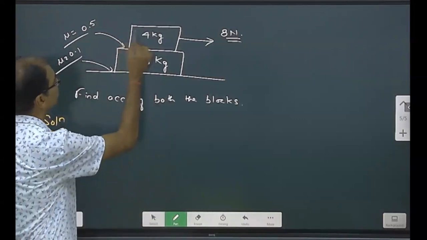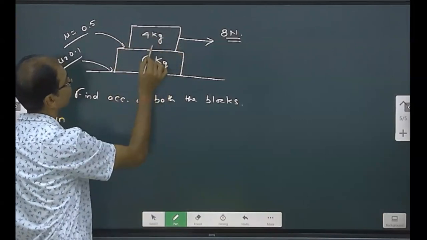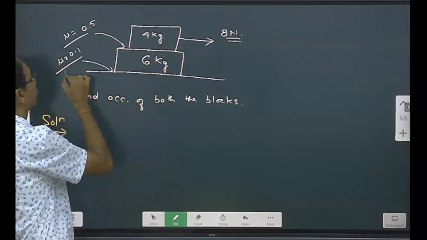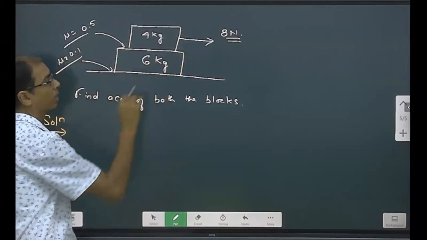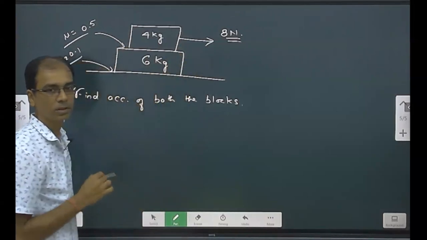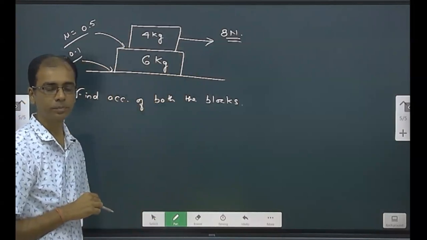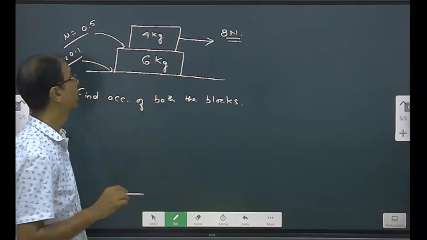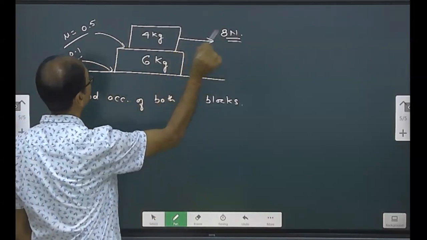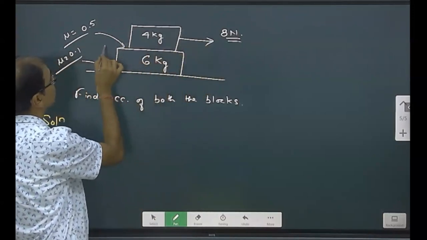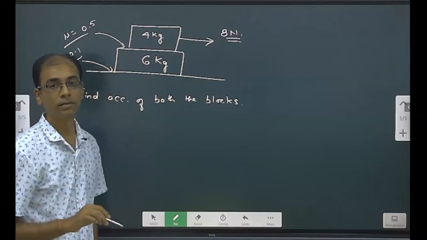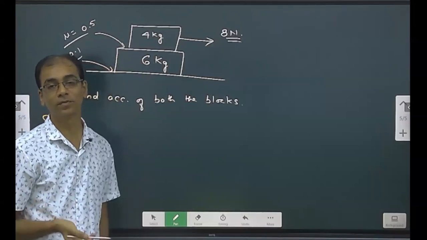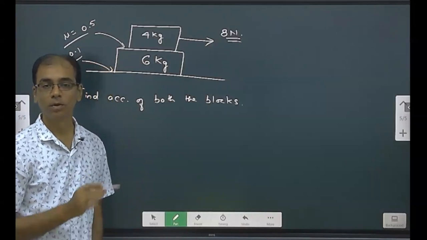First, if you take their combined mass, 4 plus 6 is 10. Then friction is 10. And you are applying 8 Newton. So that means they are not moving. Then we'll go for the upper block. In upper block, if we say 8 Newton you are applying over here and the friction here is 20. So acceleration in fact is 0 here. Nobody is moving.